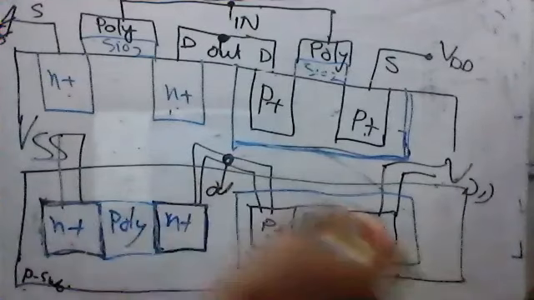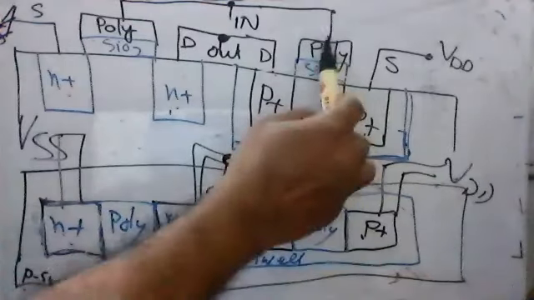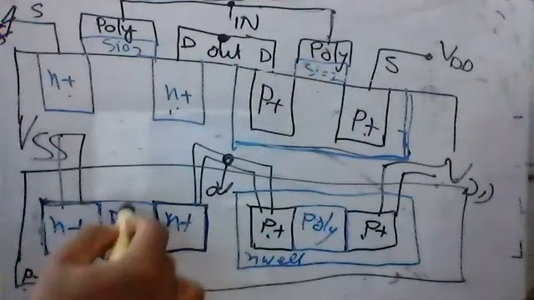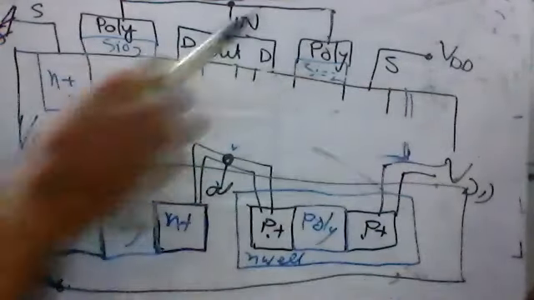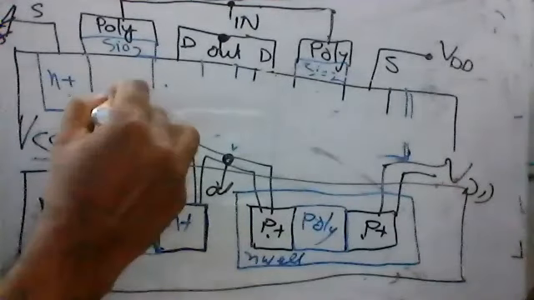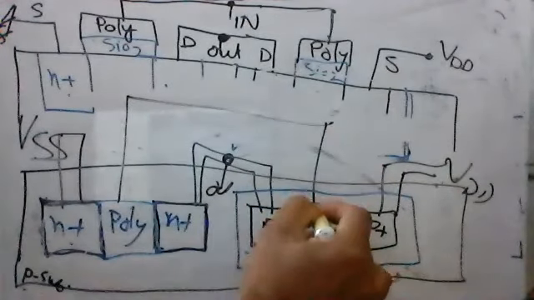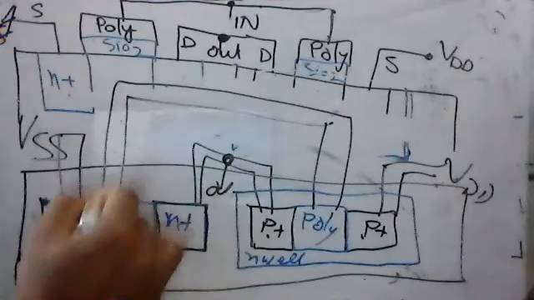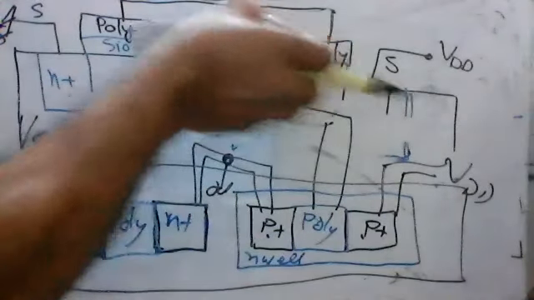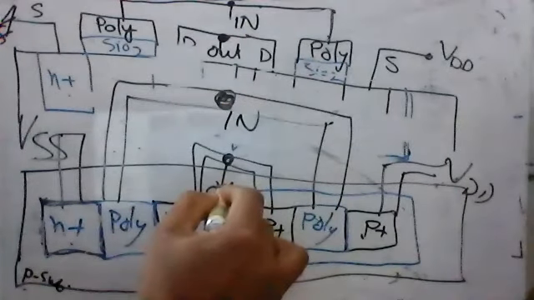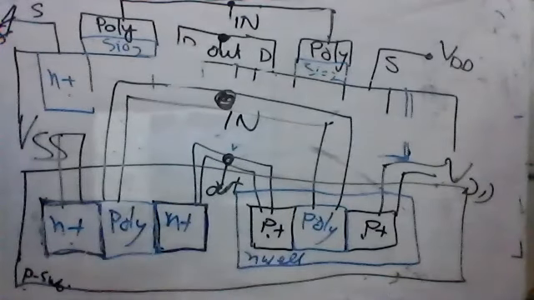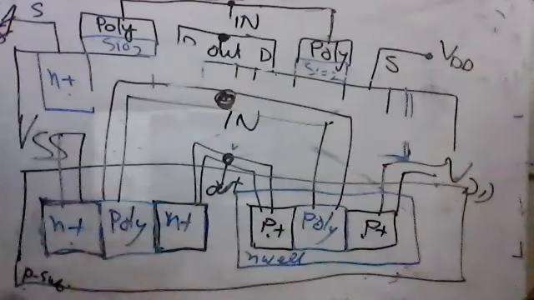And the gate. Where is the gate? The poly is the gate. You see here, poly is the gate. Okay, we need to clean a little bit. Here the gate is here, and here is the gate, and here is the gate. So now we're done. Now this is the input. Always gate is the input, and drain is the output. So this is the real diagram of the integrated circuit of the 7404 NOT gate.